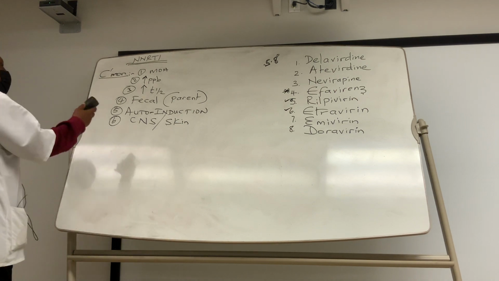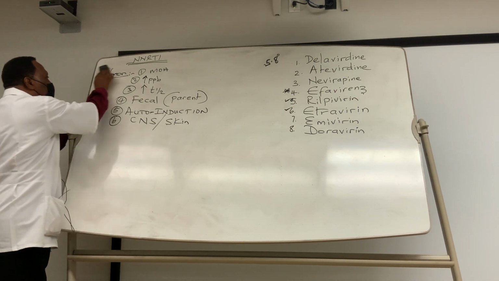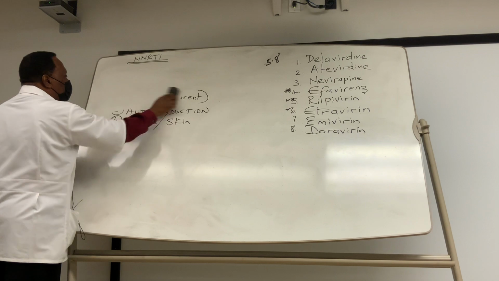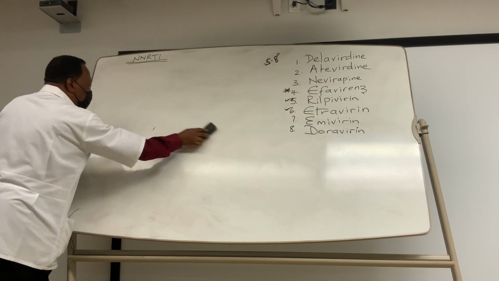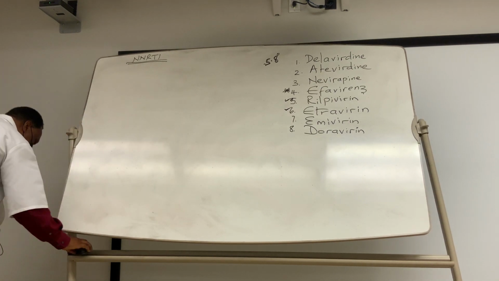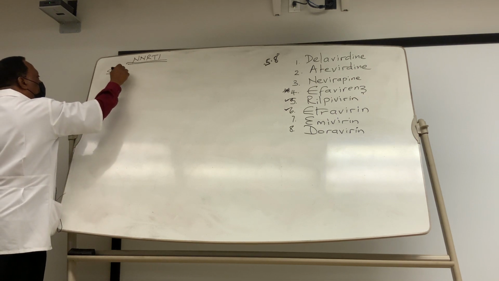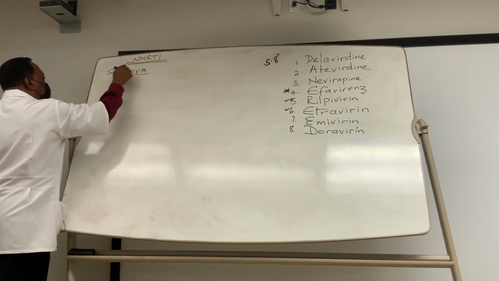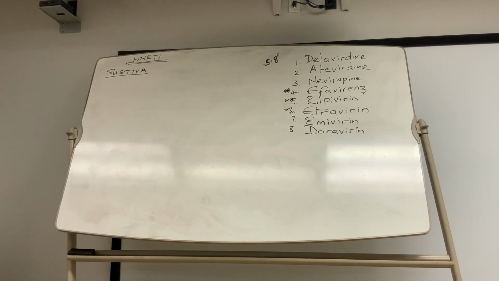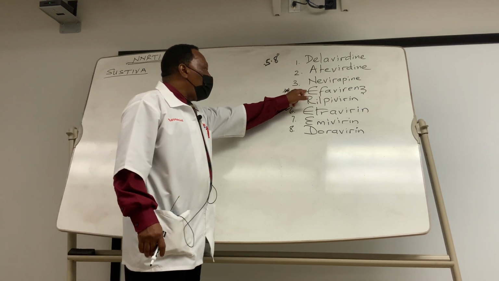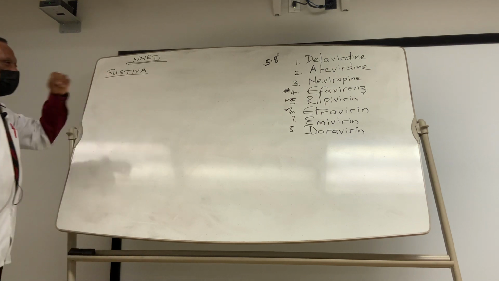Okay, so those are some common factors or common characteristics of your NNRTIs. And like I said, we will take Sustiva, that is your efavirenz, as the representative. That's the brand name for efavirenz, that's his brand name, Sustiva.